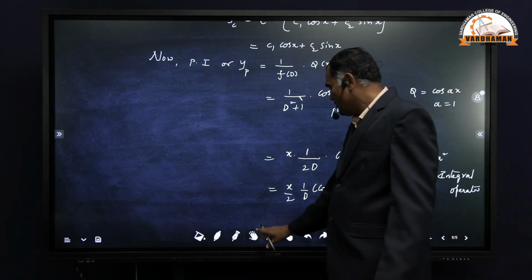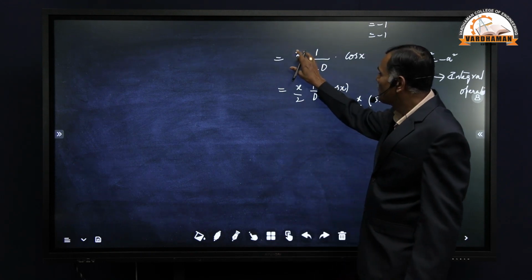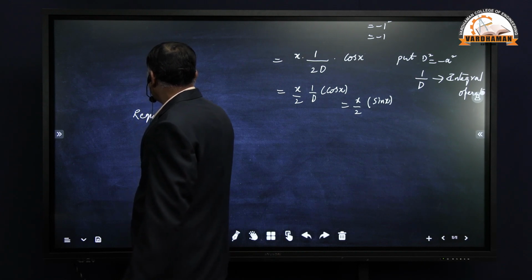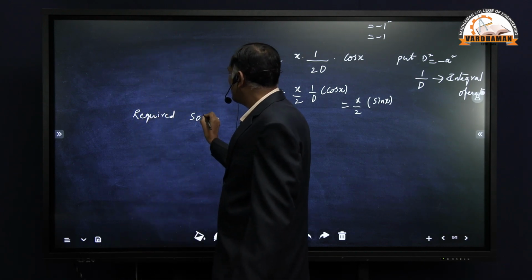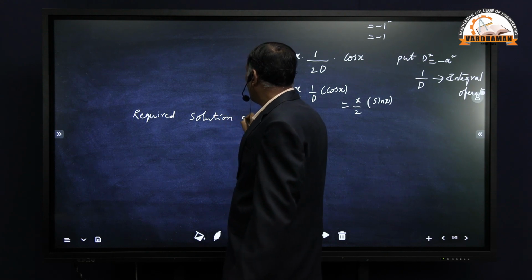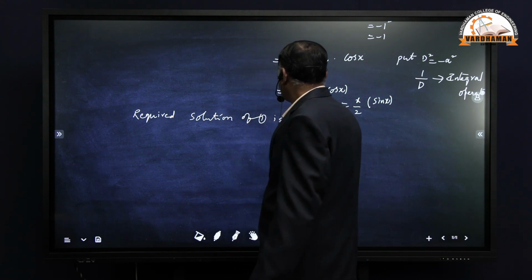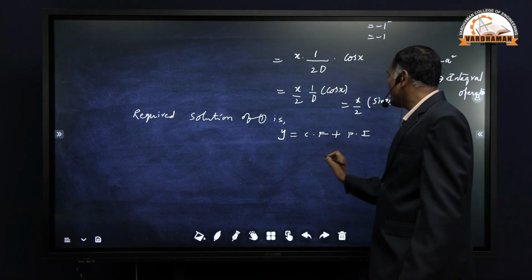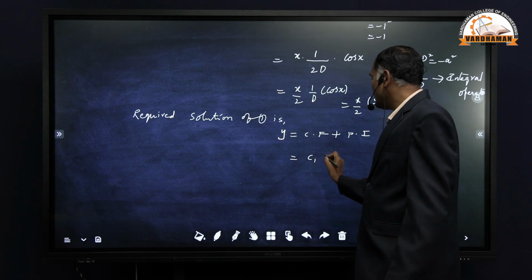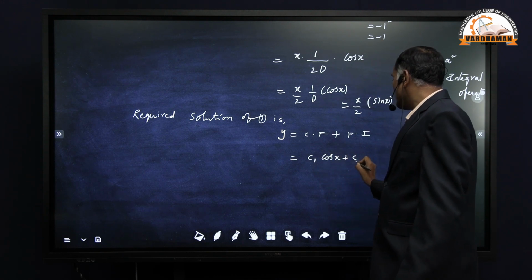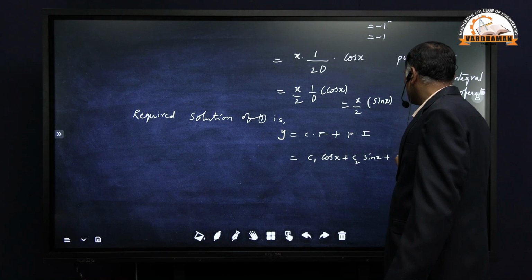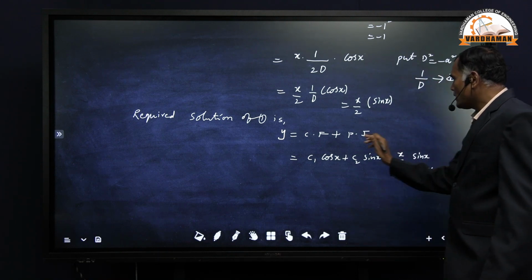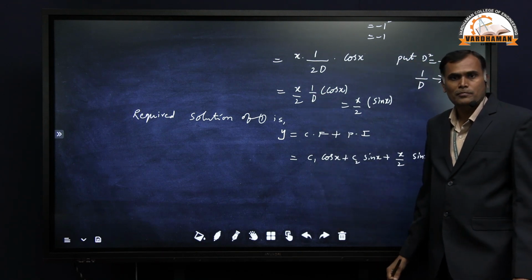So finally we write the general solution. The required solution of the problem is complementary function plus particular integral. In this case the complementary function is c1 cos x plus c2 sin x, and the particular integral is this one. Now this is the required solution of the given problem. Thank you.